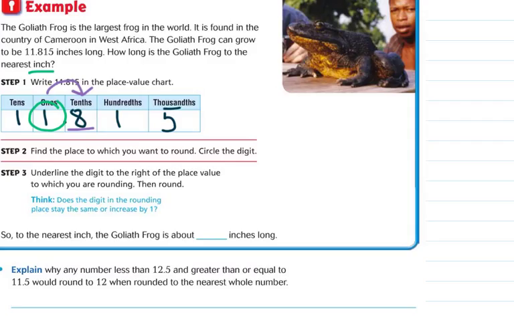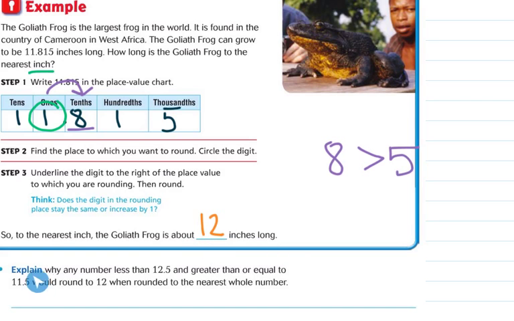Now, boys and girls, it says we're going to round. Think. Does the digit in the rounding place stay the same or increase by 1? If we think to ourselves, 8 is greater than 5. So that means that this 1 would have to round up. So we would now have 12 if we were to round to the nearest place value. Notice again, we got rid of the tenths, we got rid of the hundredths, and we got rid of the thousandths because we only report to the circle digit. So to the nearest inch, the Goliath frog is about 12 inches long.